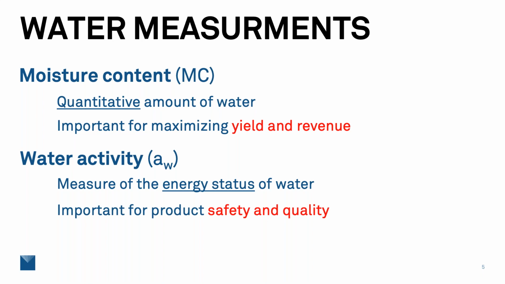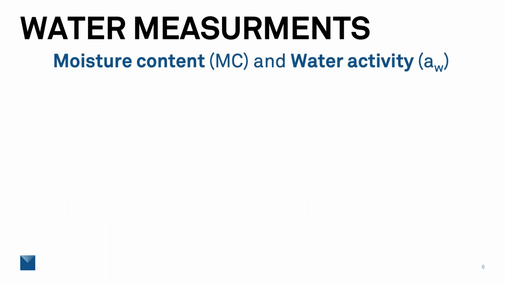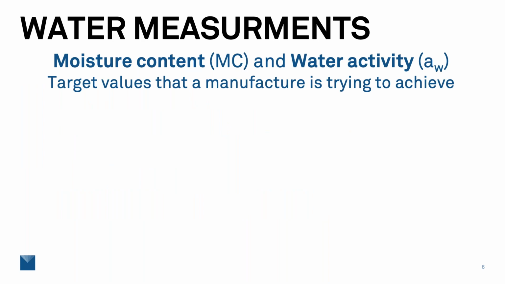There are limits, especially if you know the food code, where we have to stay under a specific water activity limit so that we make sure our product is safe from microbial growth and things like that. And it also is a good indicator of quality. So if we take these two measurements, what we're really doing is we're finding a target value that the manufacturer is trying to achieve. So if you're just measuring moisture content and water activity, you already have figured out where you want this to be, and then you're just trying to hit that target.